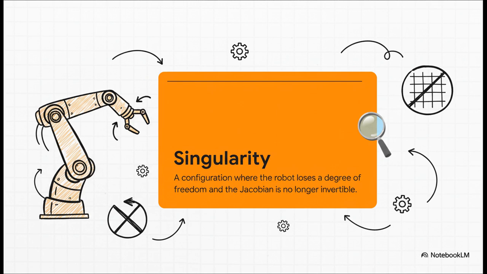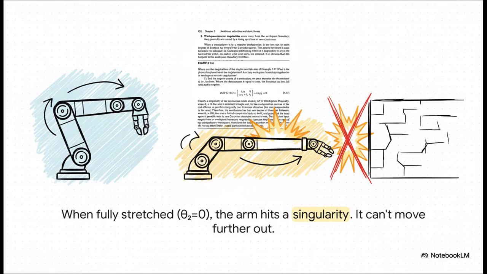But in the real world, it means there are some directions the robot's hands simply cannot move, no matter what you tell the joints to do. This slide is the perfect illustration of the most common type of singularity. When this little robot arm is stretched out completely straight, it's in a singular pose. Sure, it can still move its hand from side to side in a big arc, but it is physically impossible for it to move any further straight out. It's basically hit an invisible wall.